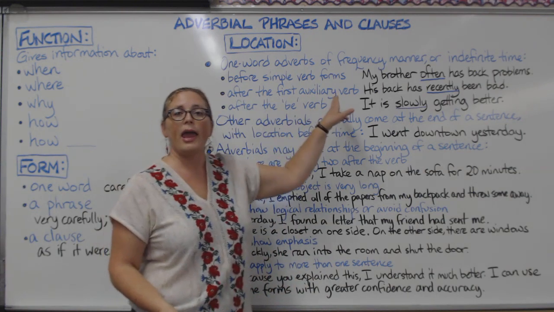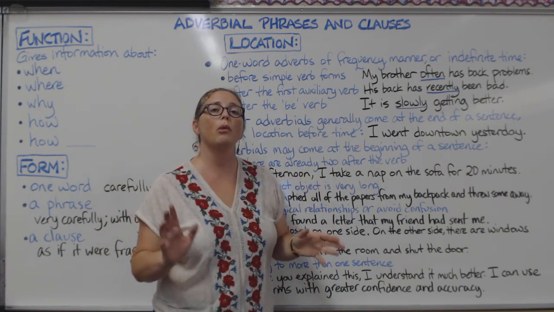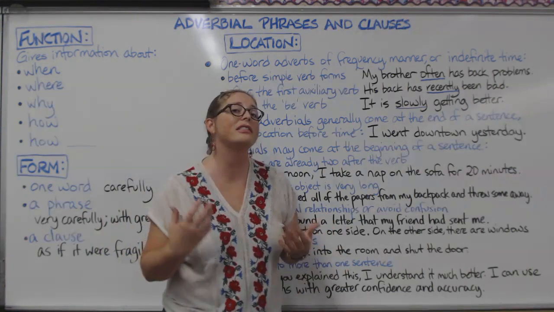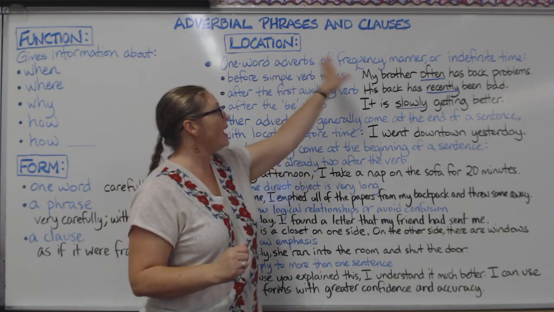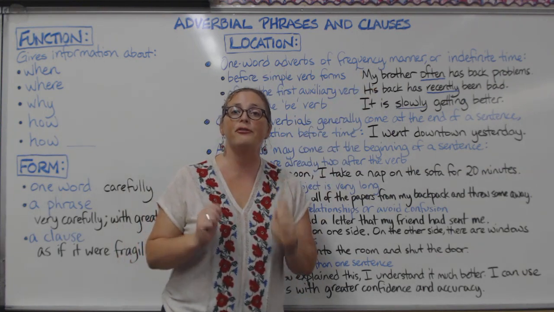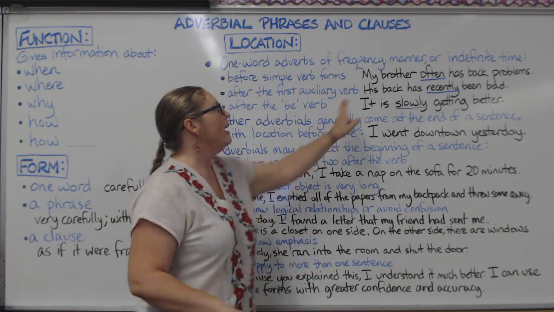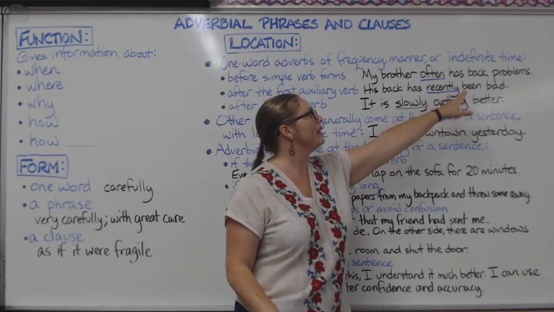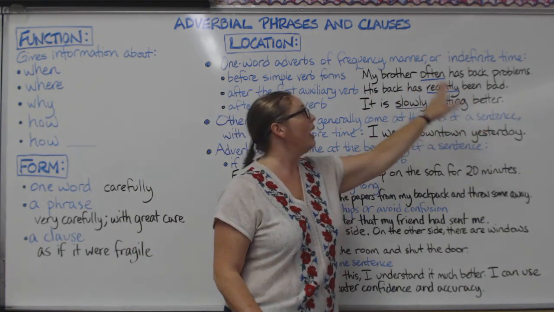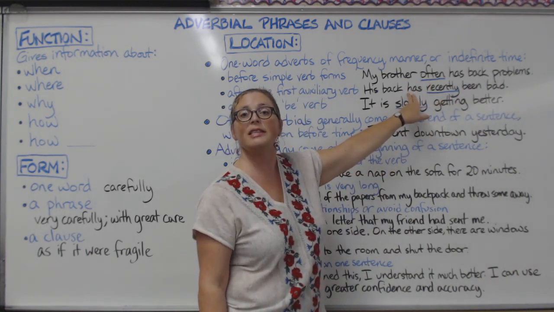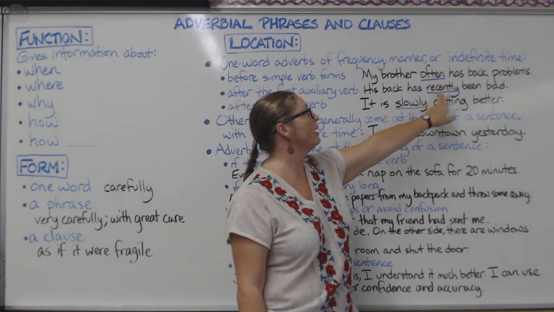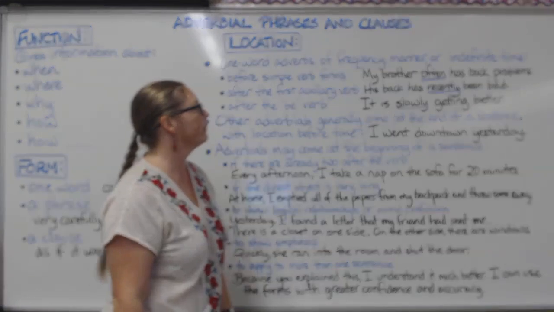If you have a verb that has two or more parts, if it has auxiliary verbs, then usually these adverbs come after the first auxiliary. His back has recently been bad. The verb is has been. Our auxiliary verb is has. So here is the adverb.